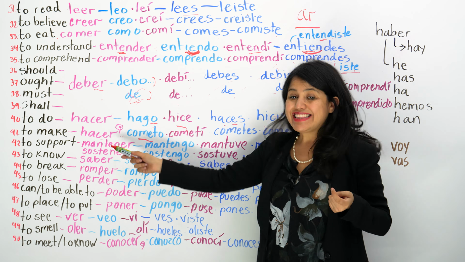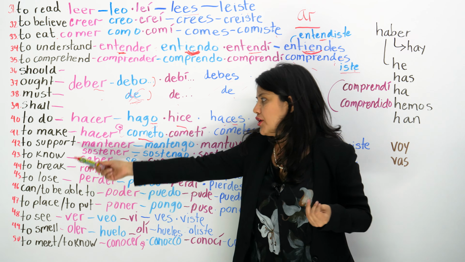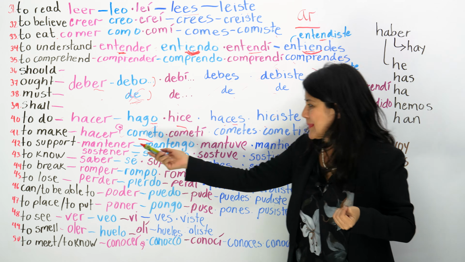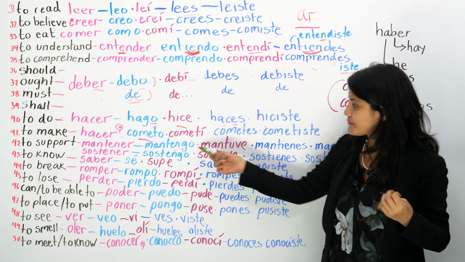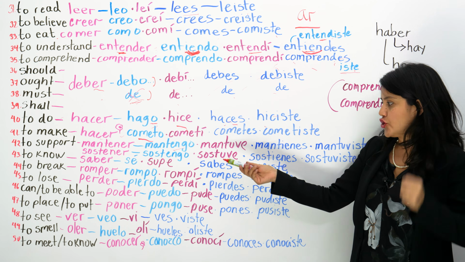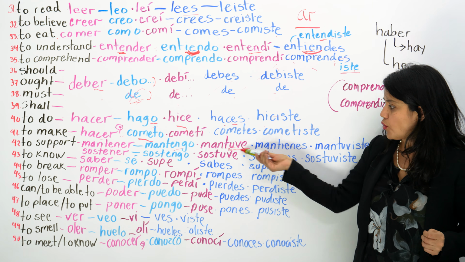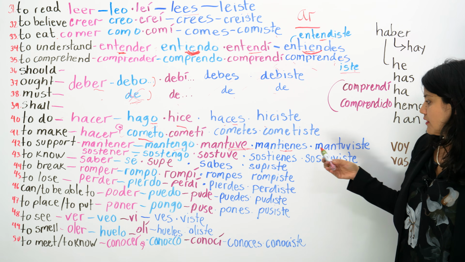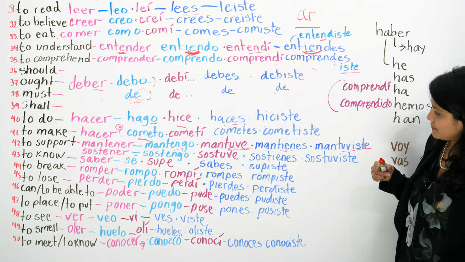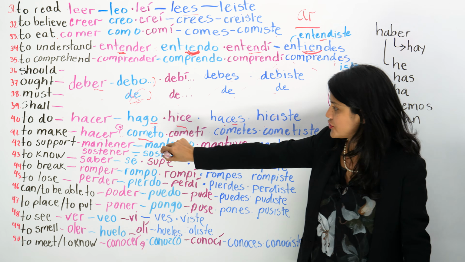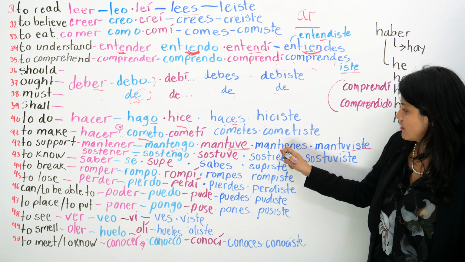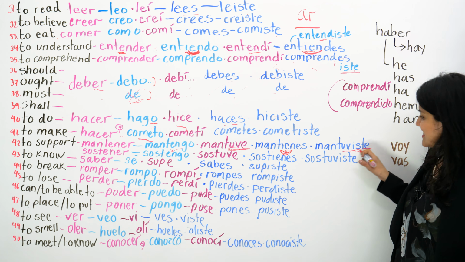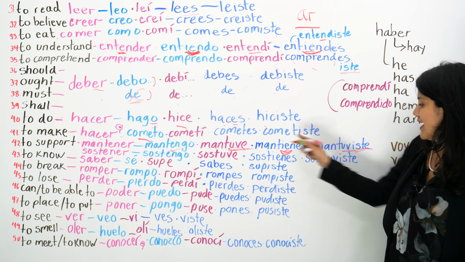Muy bien. Mantener is to support or to hold. Could be both. Mantener, yo mantengo. Pasado, yo mantuve. Mantuve. Tú mantienes. Tú mantuviste en pasado. This is going to change. Mantener, there's an irregularity here. Mantienes. Mantuviste. It's almost the same, but it's iste.